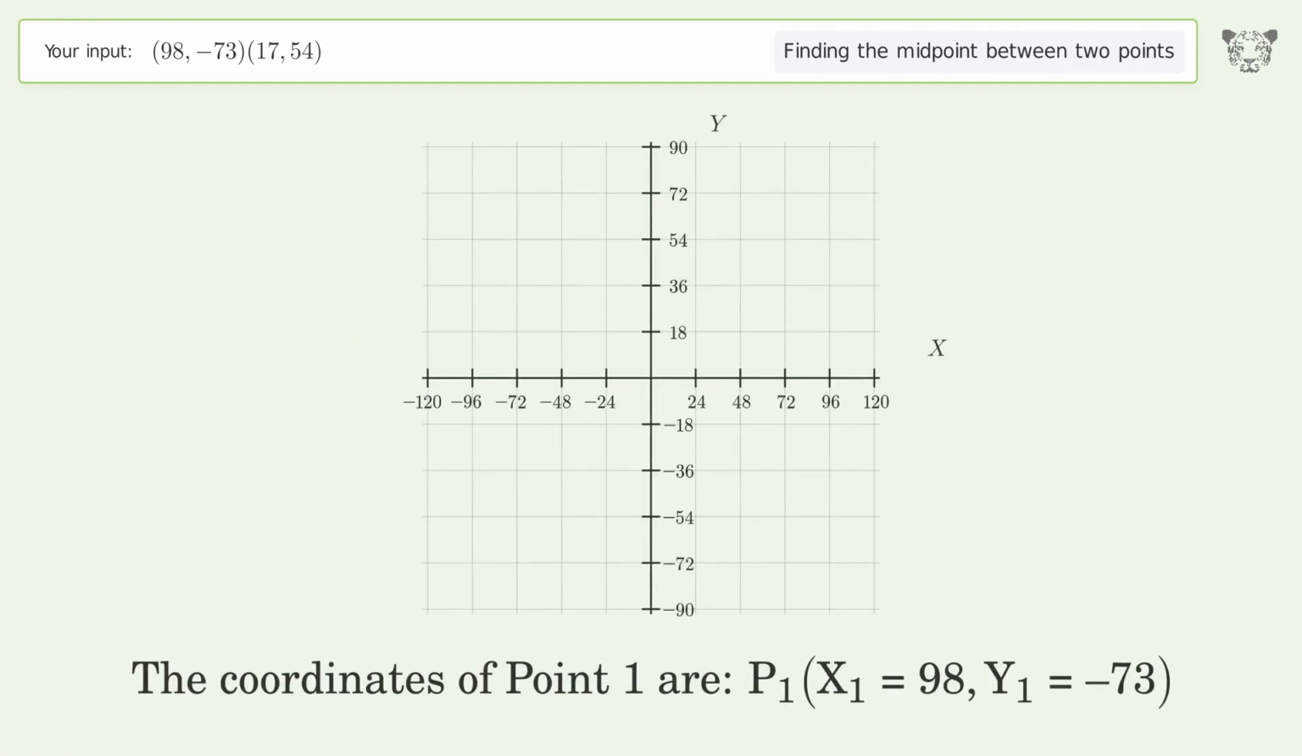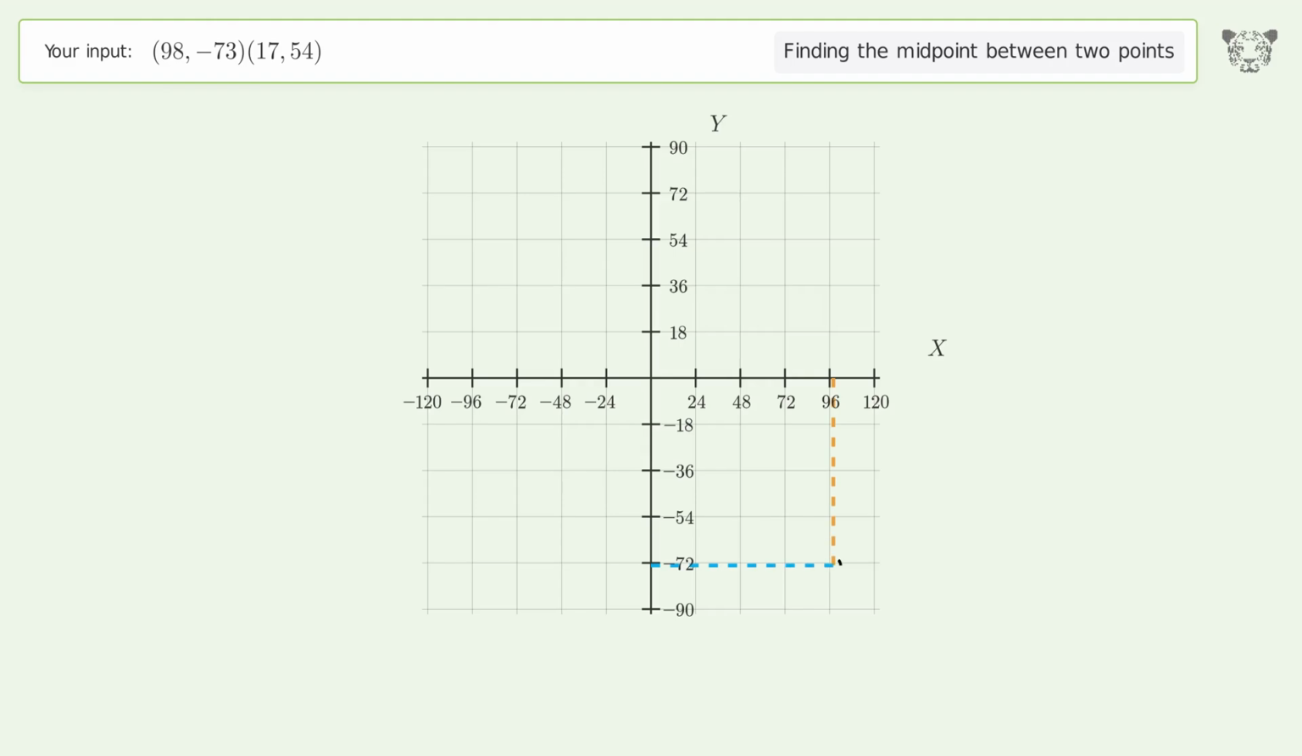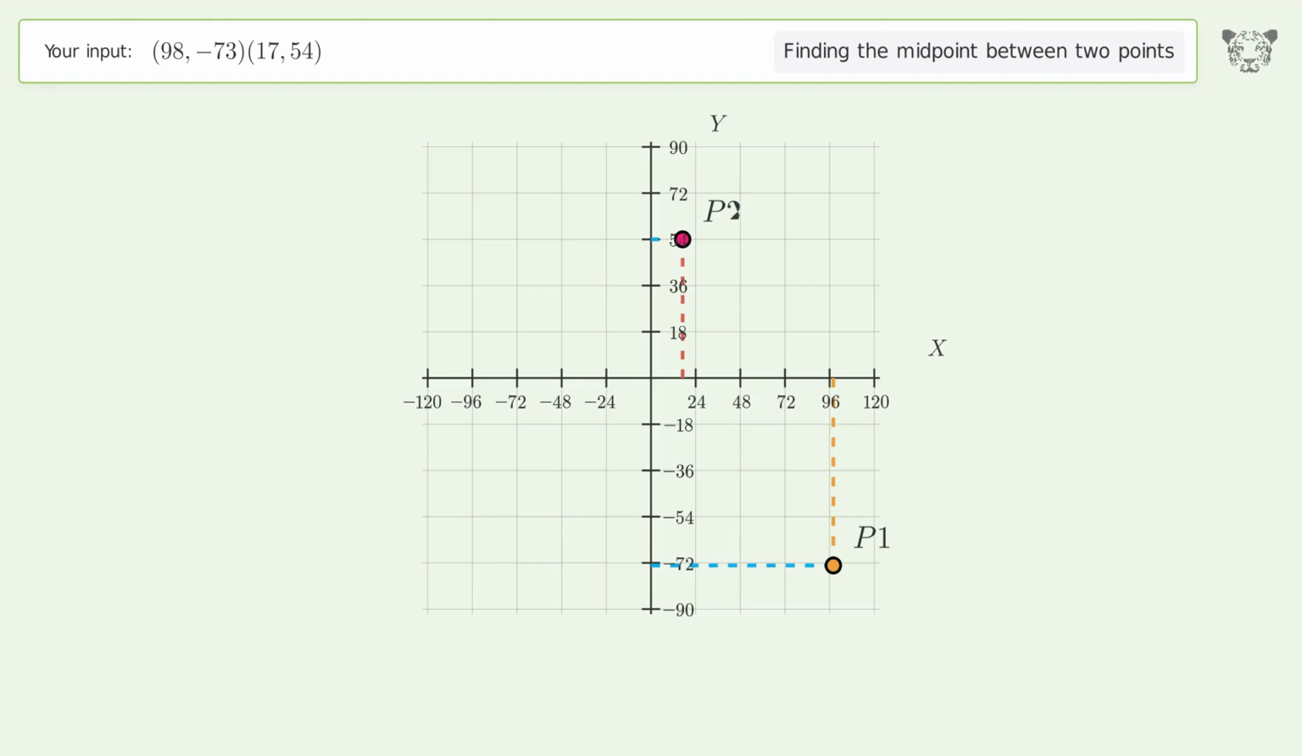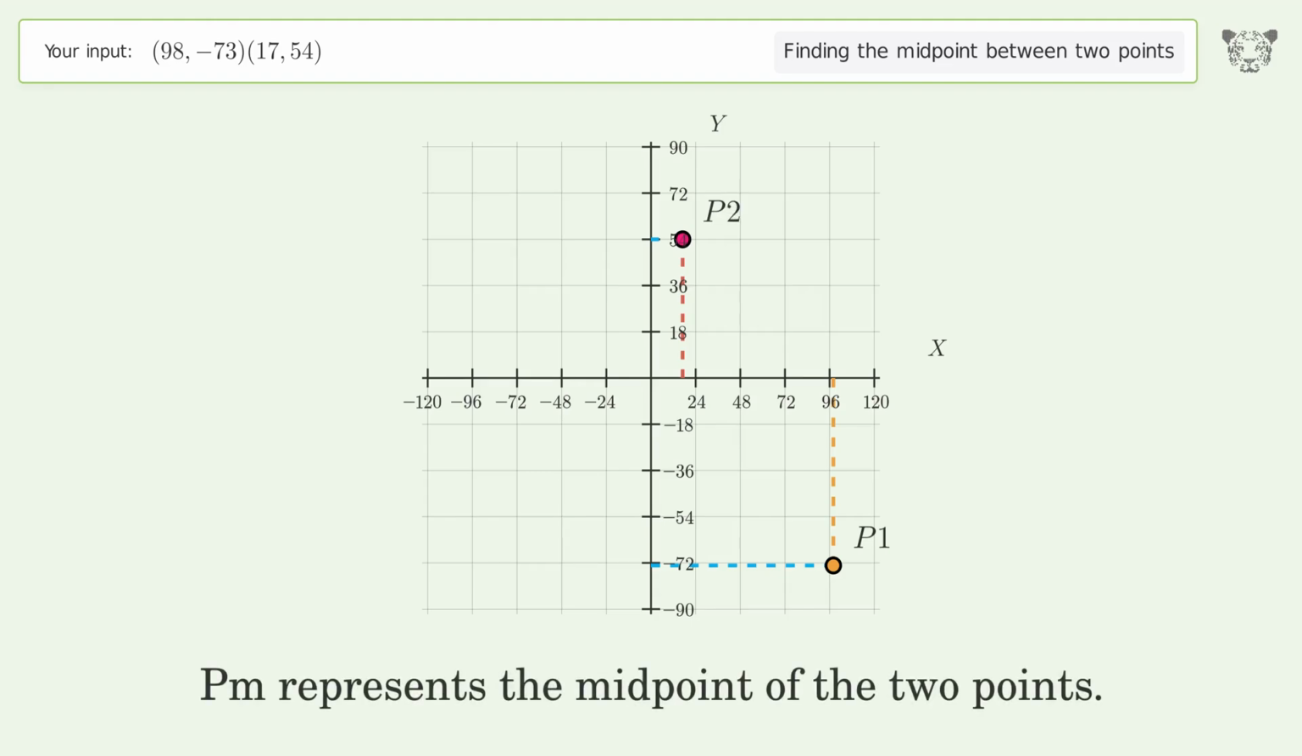The coordinates of point 1 are x1 equals 98, y1 equals -73. The coordinates of point 2 are x2 equals 17, y2 equals 54. PM represents the midpoint of the 2 points.